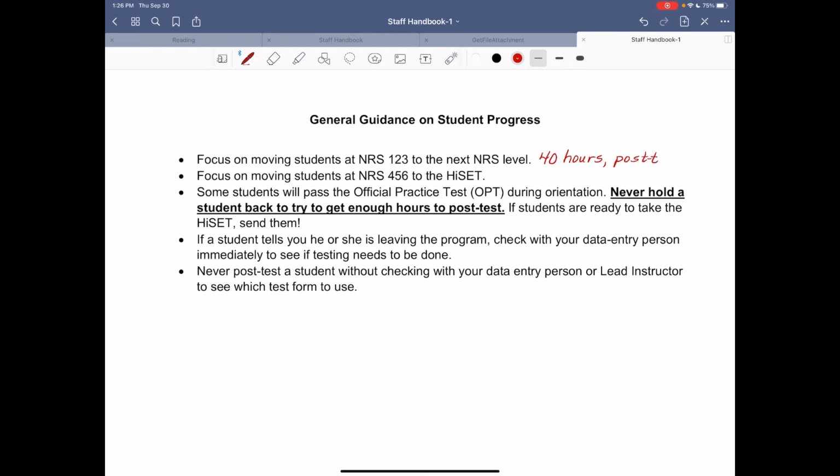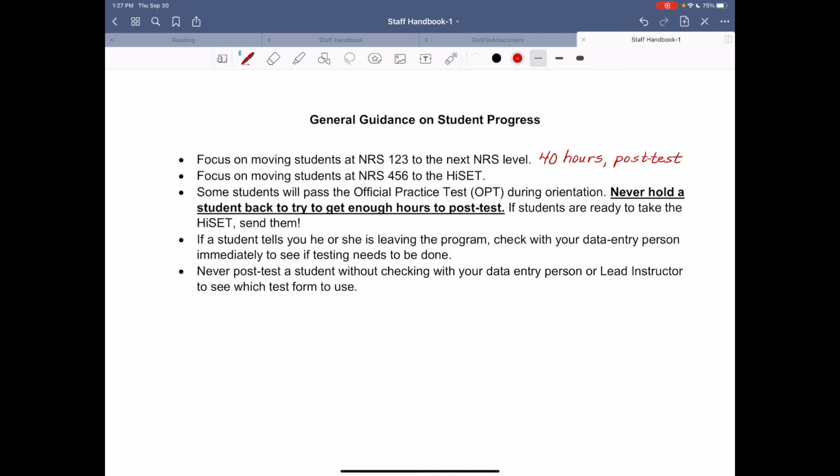Now, if you're 20 hours in and you realize that your student is doing exceptionally well, give them the official practice test. There is no hour requirement on the official practice test. You can give that whenever you see the need to do so.